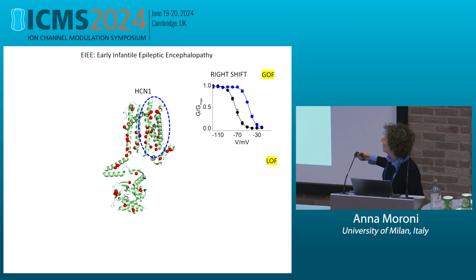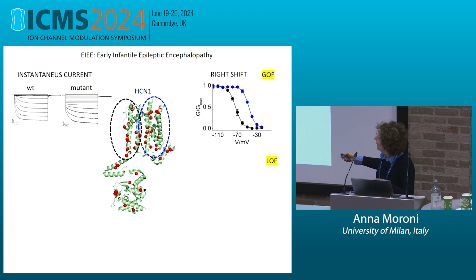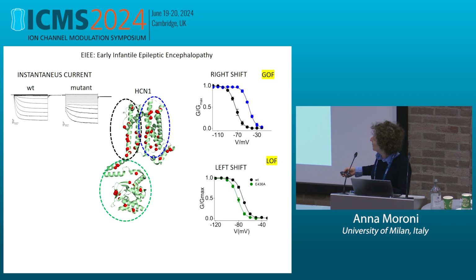And these are mostly located in the voltage sensor domain. Then we found mutations in the pore domain that are leading to the development of the instantaneous current, which is also classified as gain of function. Then we found mutations in the C-linker and CNBD, which are related to a left shift in the activation curve. So this is a loss of function mutation.